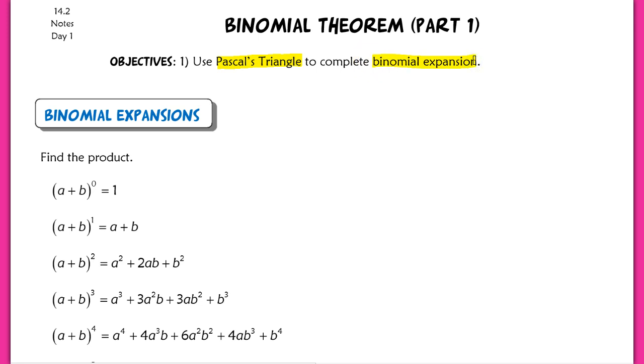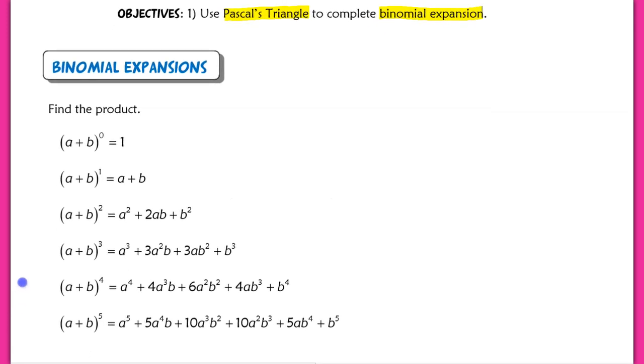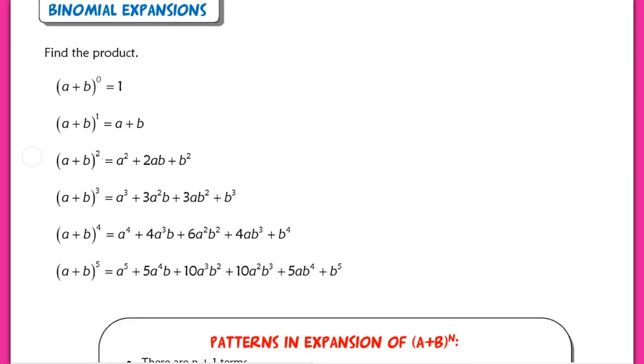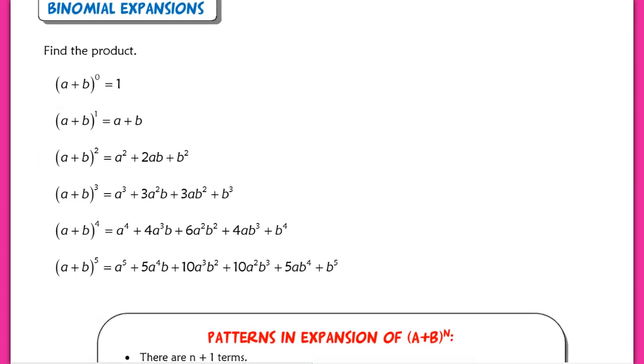So just to refresh your memory, I have the first 6 binomial expansions. So if we were to find a plus b to the 0 power, we would get 1. A plus b to the first power, we get a plus b, and so on. So you can clearly see all these terms here worked out. And basically what we're looking for are some patterns.